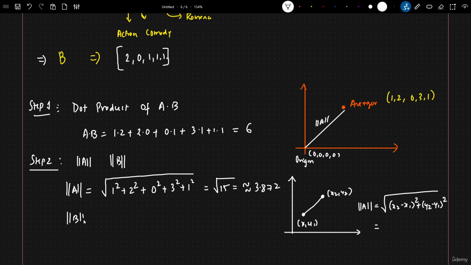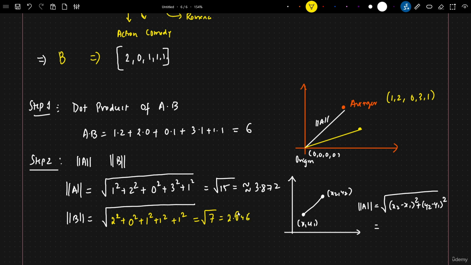Similarly, if I want to find the magnitude of B, I have 2, 0, 1, 1, let's say this is another point. To find this distance, I apply the same formula. So here I get 2 square plus 0 square plus 1 square plus 1 square plus 1 square. Finally I get the root of 7, which is approximately 2.646. This is called the Euclidean distance.